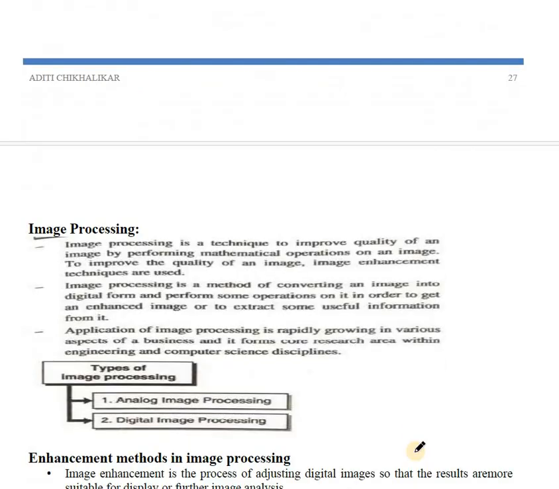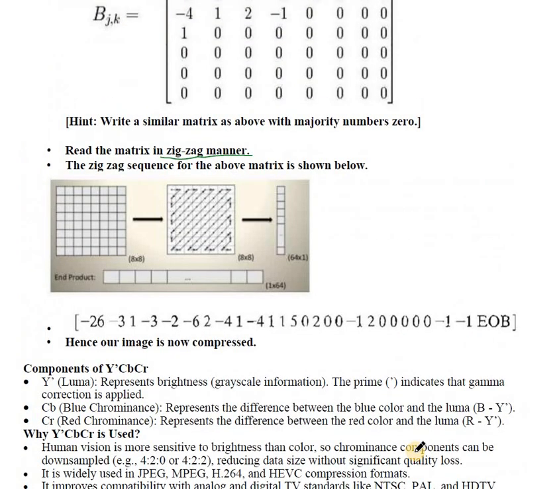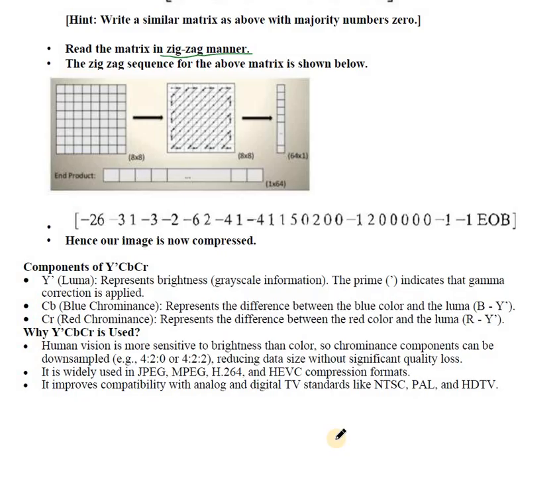So to revise this very quickly, what we do, we convert our image into YCbCr, divide the image into 8 by 8 blocks. Your intensity values are between the range of 0 to 255. You want to convert them into minus 128 to 127. For doing it, you subtract 128 from each number. So you get the smaller numbers now.